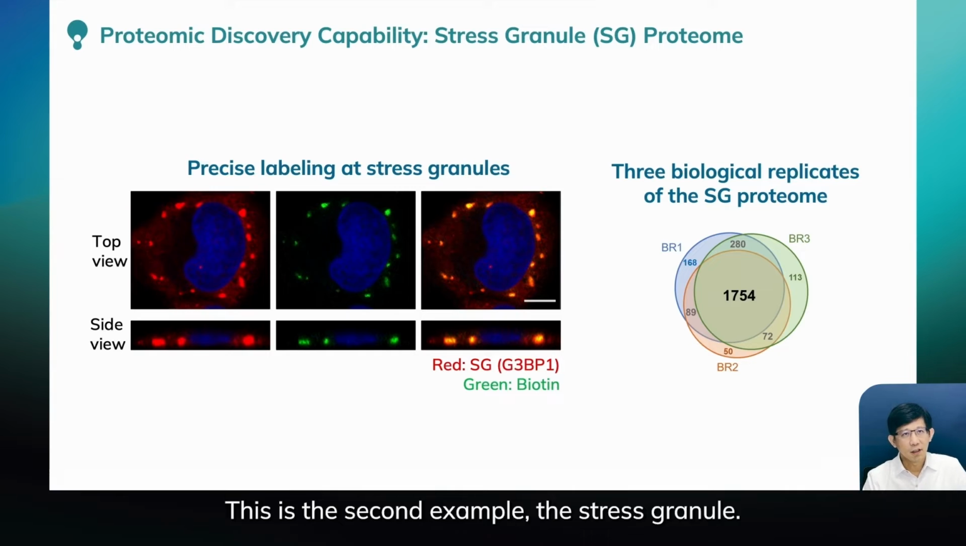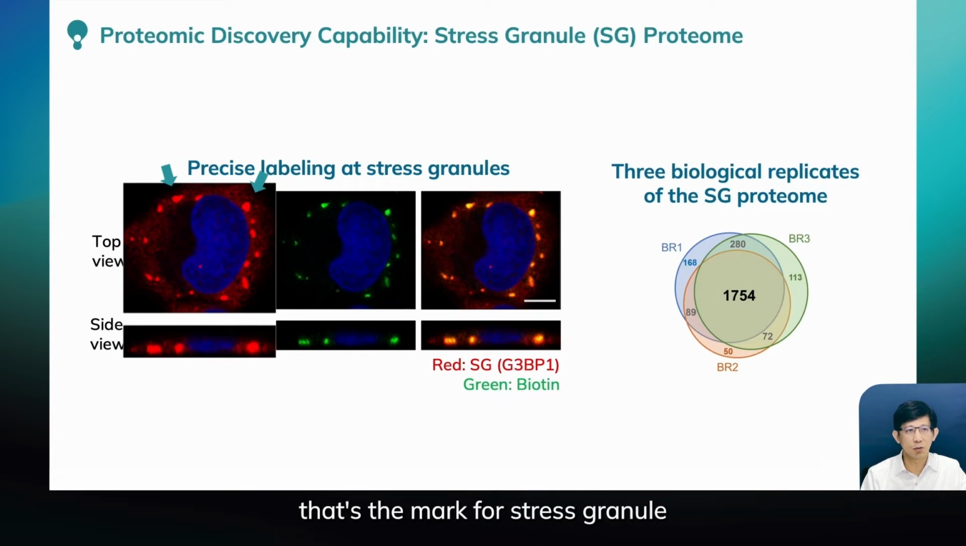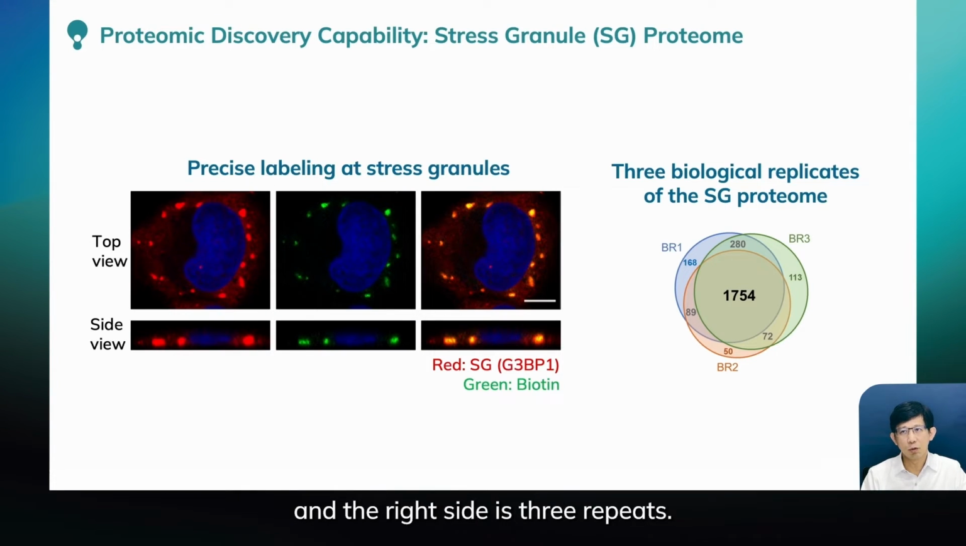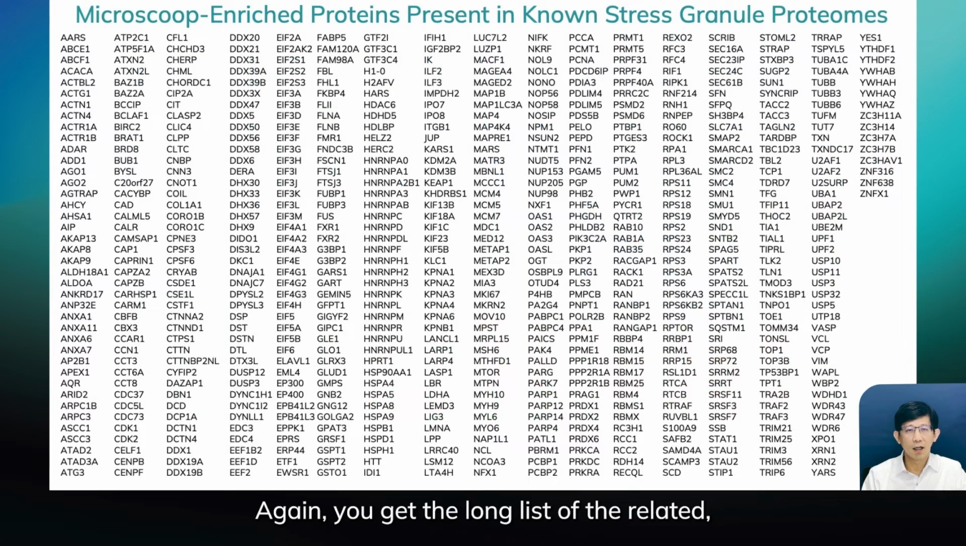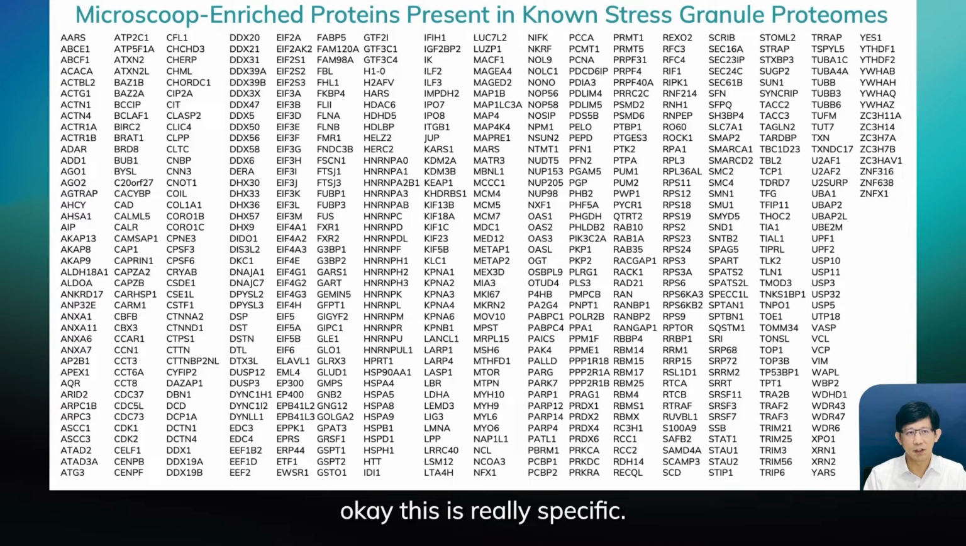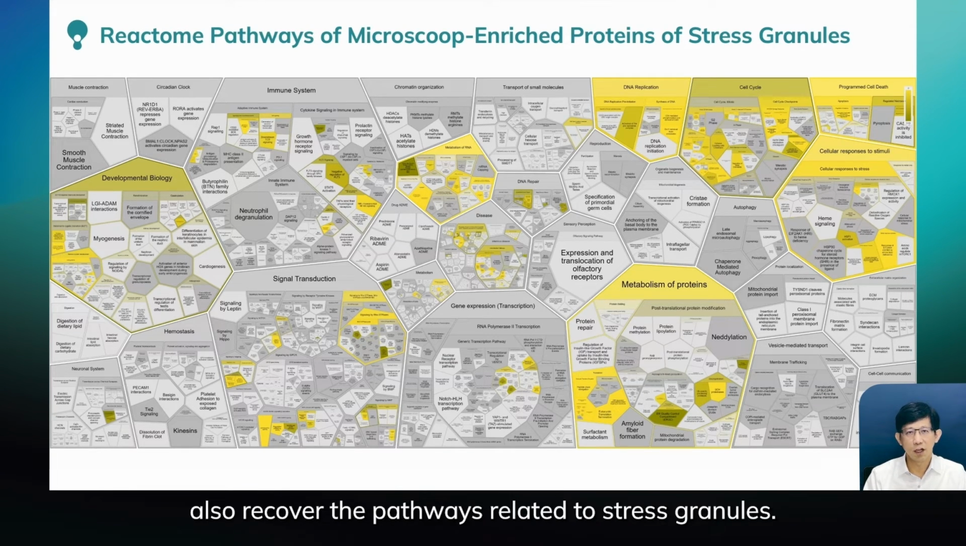So this is the second example, the stress granule. So we isolate the protein in the G3BP1, that's the marker for stress granule. And you can see the biotinylation is very precise. And the right side is three repeats. Again, you get a long list of the isolated stress granule proteins. And for the stress granule researcher, you can see, okay, this is really specific. And then again, mapped to the Reactome pathway, also recovers the pathways related to stress granule.